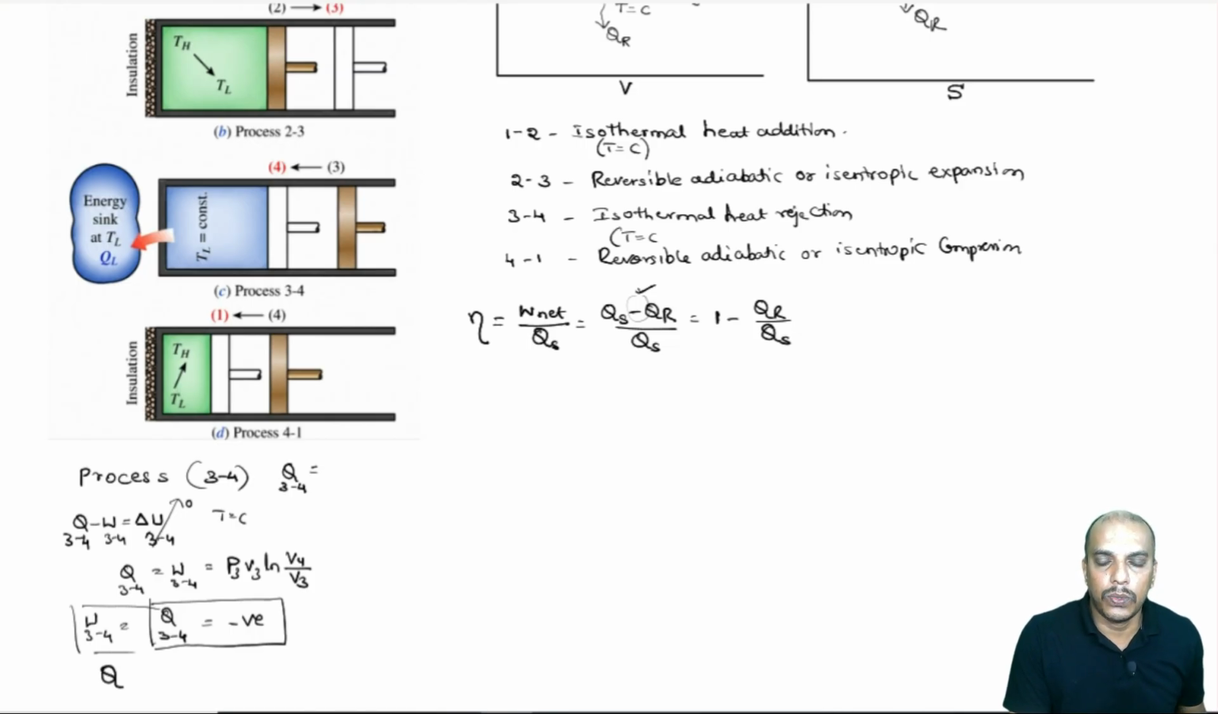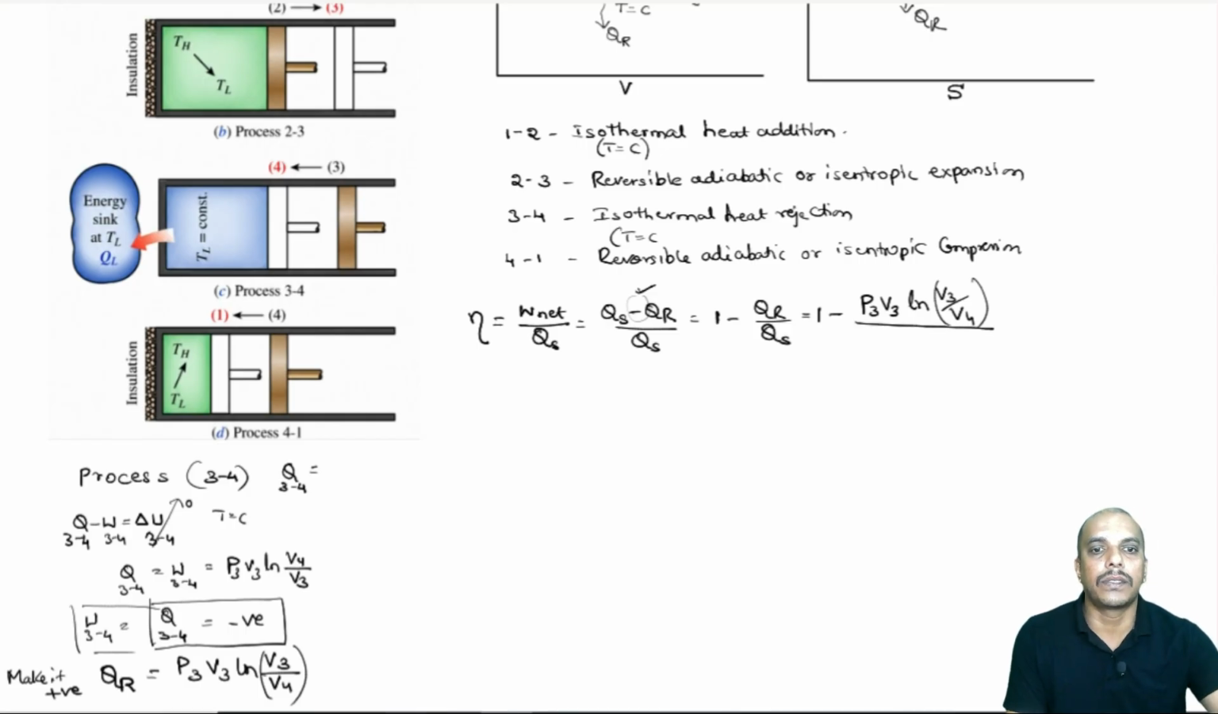So, Q3 to 4 let us call it heat transfer, but when I say heat rejected, I will make this equation positive. So, QR is equal to P3 V3 ln of V3 by V4. If you do this, this will be positive. Now, I will come back to this equation: 1 minus P3 V3 ln of V3 by V4 in the numerator, divided by, now let us go for heat supplied.